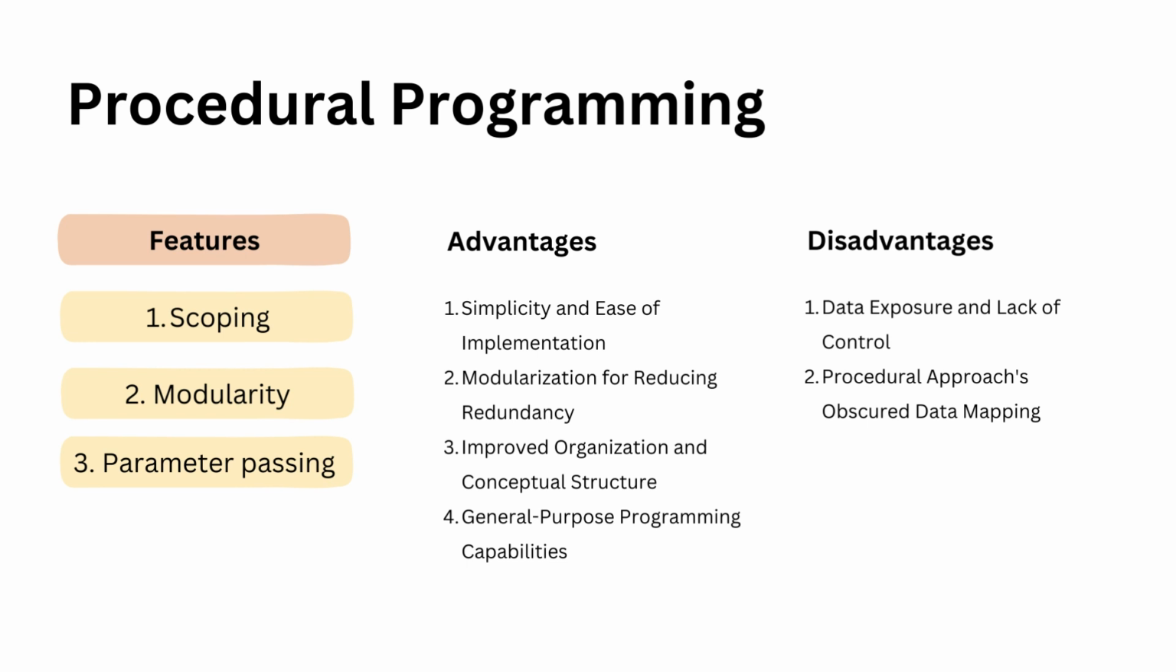And finally, parameter passing. When you want to share information with your procedures, you have different options. It's a bit like sharing instructions with a friend. You can either tell them directly, which is known as passing by value, or you can give them a map, which is passing by reference. These key features are the building blocks of procedural programming. They make your code organized, efficient, and easy to work with.